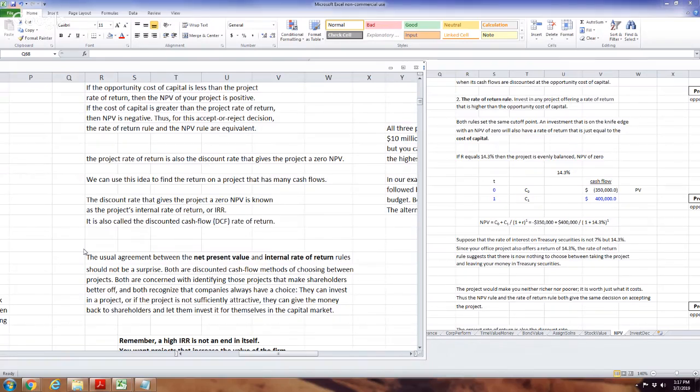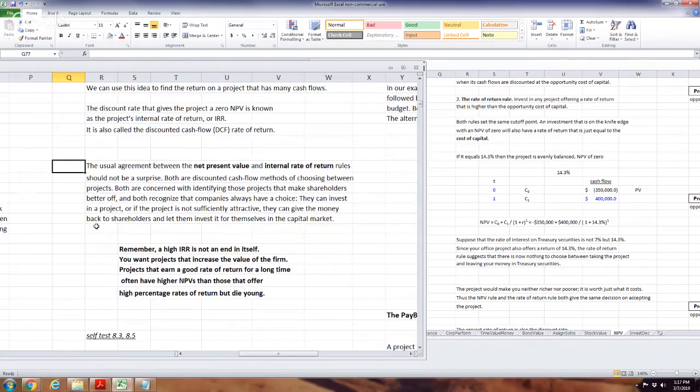So that's sort of the way to go when that happens. And always be happy when every sort of test gives you that kind of an outcome. And yeah, higher is not an end in itself. The project should increase the value of the firm. A good rate of return is okay, but NPV is what matters.